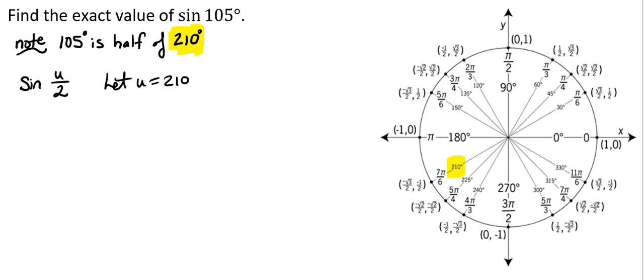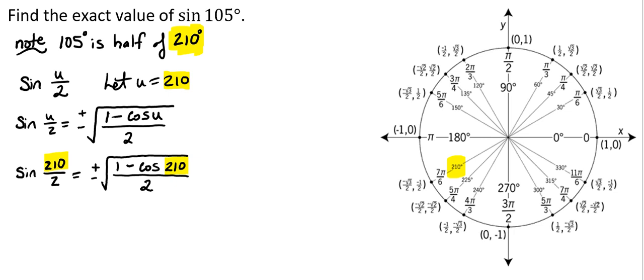So let's go ahead and plug that into our formula. Here we have the sine of 210 over 2 is plus or minus the square root of 1 minus the cosine of 210, all over 2. So we need to know what the cosine of 210 is. We look at our unit circle, and we see that the cosine of 210 degrees is negative radical 3 over 2. So we can go ahead and plug that in.